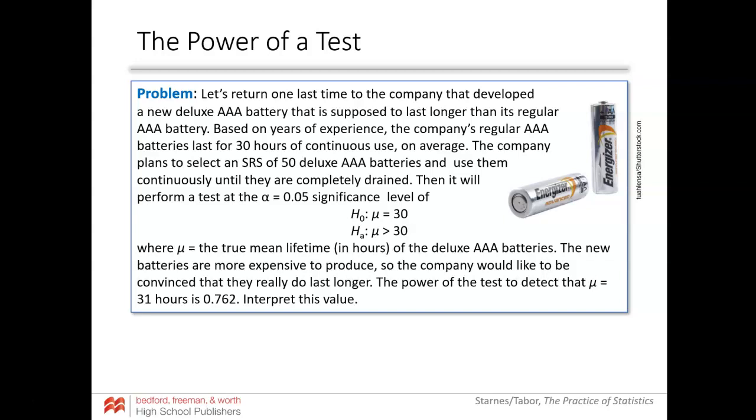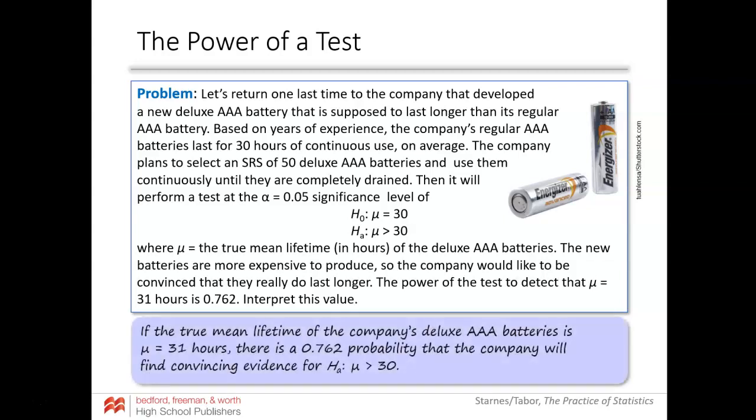So they're going to give you this next question, which says the power of the test to detect that the mean is 31 hours is 0.762. Interpret this value. So if the true mean lifetime of the company's deluxe AAA batteries is 31 hours, that means there's a 76.2% probability that the company will find convincing evidence for the alternative hypothesis. So this is the specific value that they have to give you. This is the power of the test, and this is how we interpret it. So the probability is pretty good that they're going to avoid a type 2 error, is what's happening here.